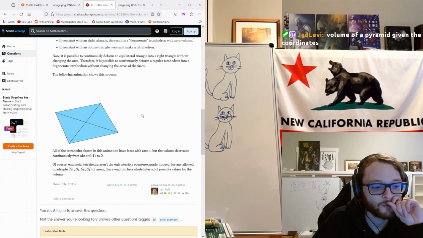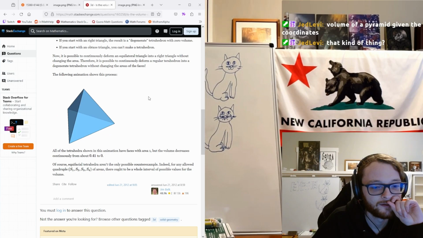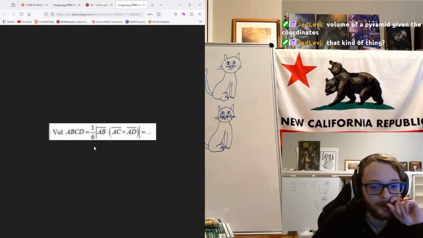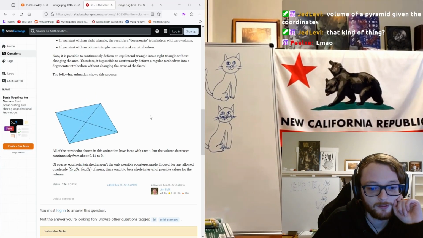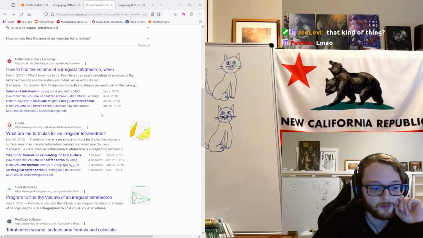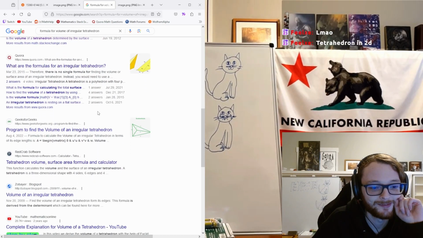Volume pyramid given the coordinates? Basically, Jed, yeah. Is there a way to avoid the linear algebra part of this? And so you could always just use generic vectors and compute the cross product and then the dot product. And that's a formula there, but it's going to be crazy. Or I assume it will be. It's not going to be anything simple. In 2D? I guess so, yeah, Felix.